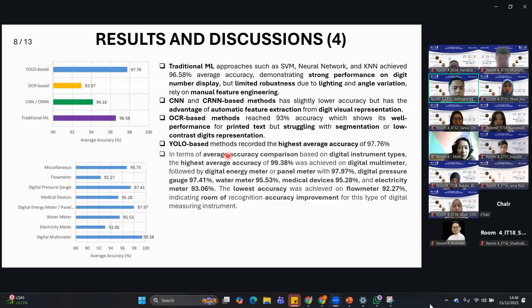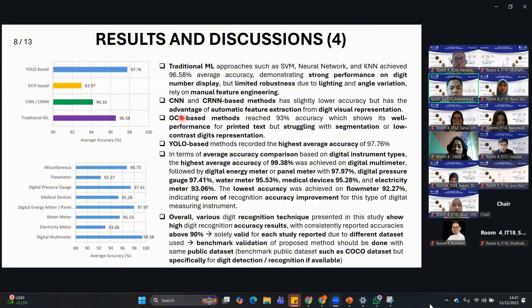And for the types of digital instruments, according to the data, the highest average accuracy is on the digital multimeter, and the lowest accuracy was achieved on the flow meter. So this indicates room for improvement, a research opportunity for this type of digital measuring instrument.